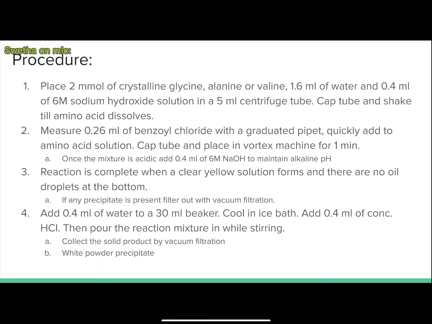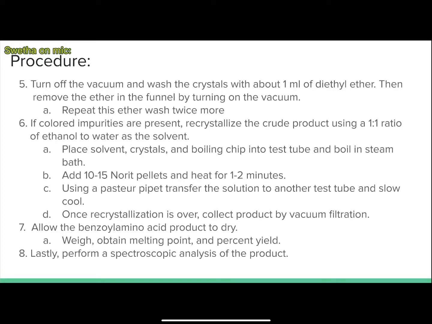You will get a white powder precipitate. Turn off the vacuum and wash the crystals with about 1 milliliter of diethyl ether. Then remove the ether in the funnel by turning on the vacuum. Repeat this ether wash 2 more times. If colored impurities are present, recrystallize the crude product using a 1:1 ratio of ethanol to water as the solvent.